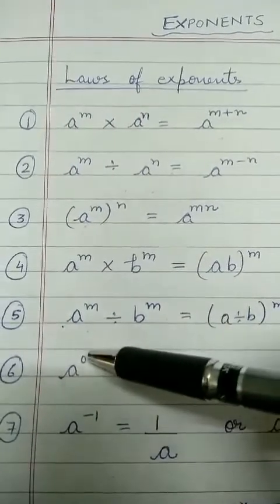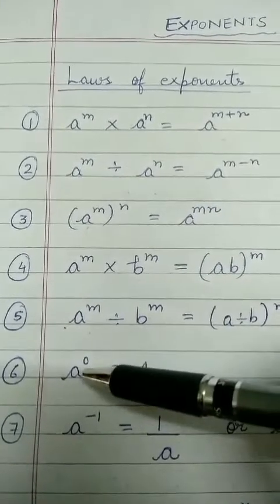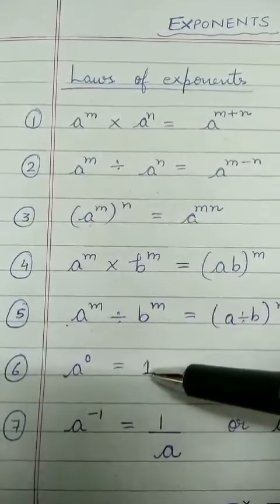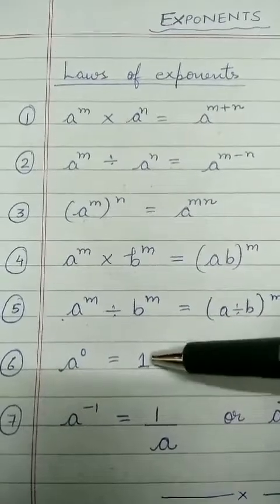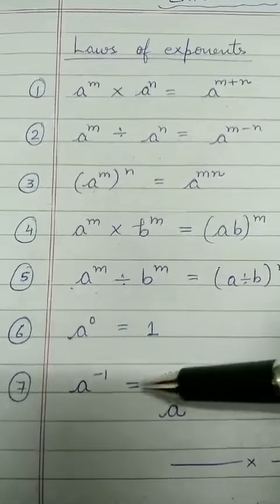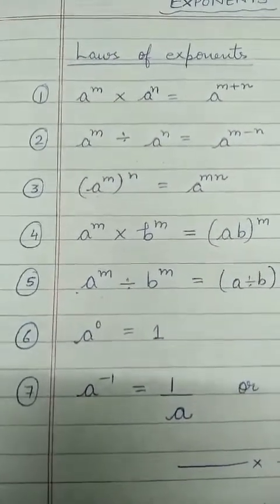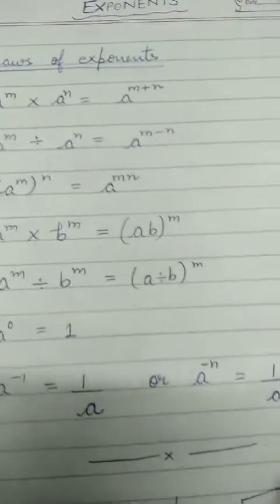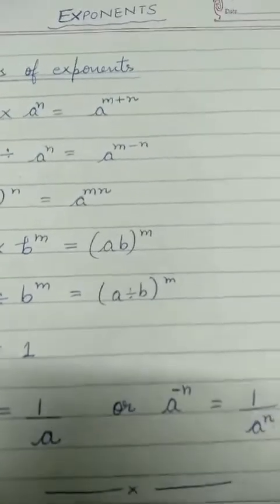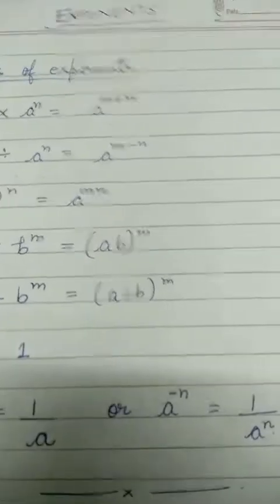Then a raised to power 0 is equal to 1. So anything raised to power 0 is always equal to 1. And the seventh law of the exponent is a raised to power minus 1 is equal to 1 by a. Or we can write it as a raised to power minus n is equal to 1 upon a raised to power n.